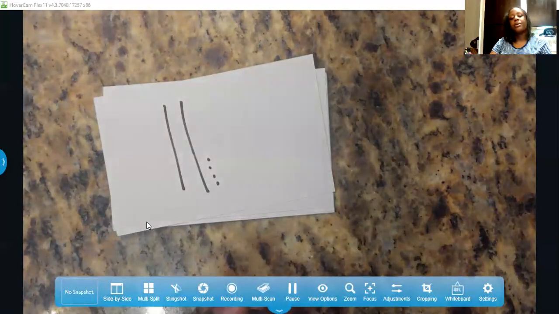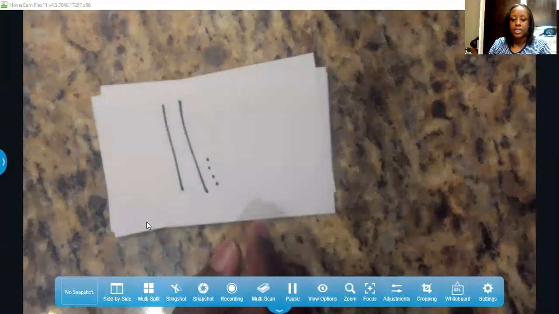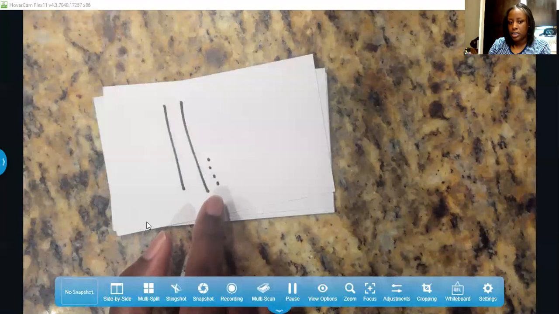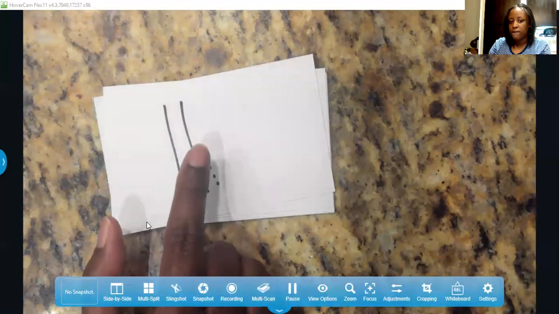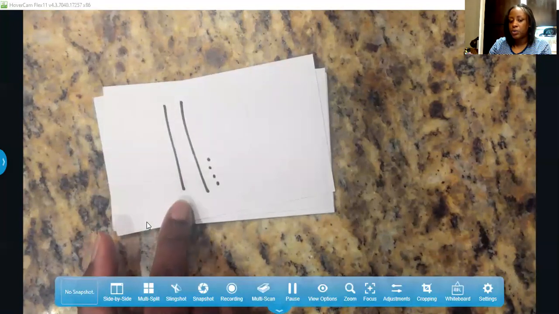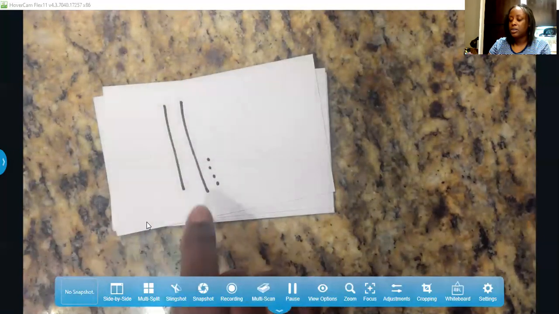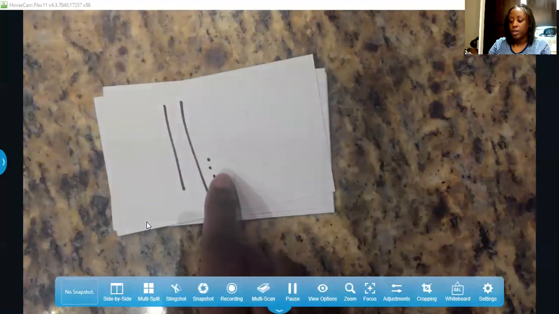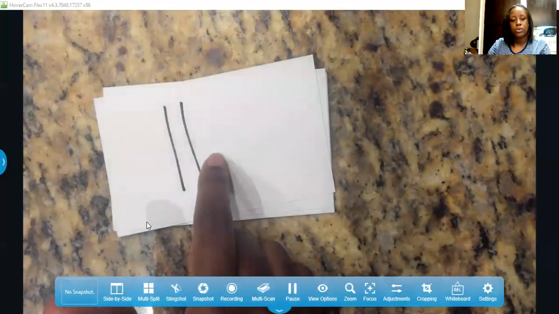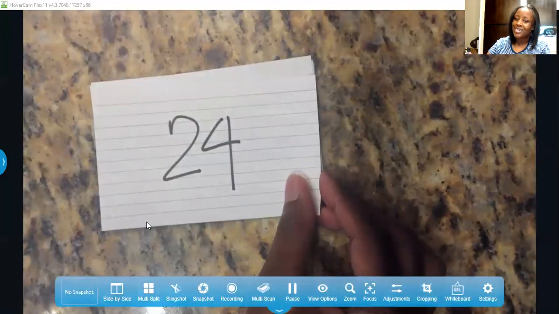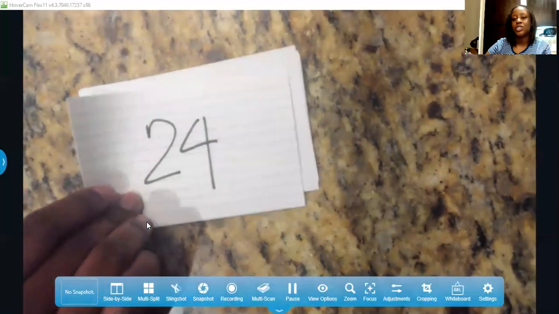Here's another number. This number has only 2 quick tens, and then it has 1, 2, 3, 4 ones. If you have 2 quick tens and 4 ones, what number do you have? Let's count by tens to see. 10, 20, 21, 22, 23, 24. If you were thinking the number 24, you were correct. Good job.